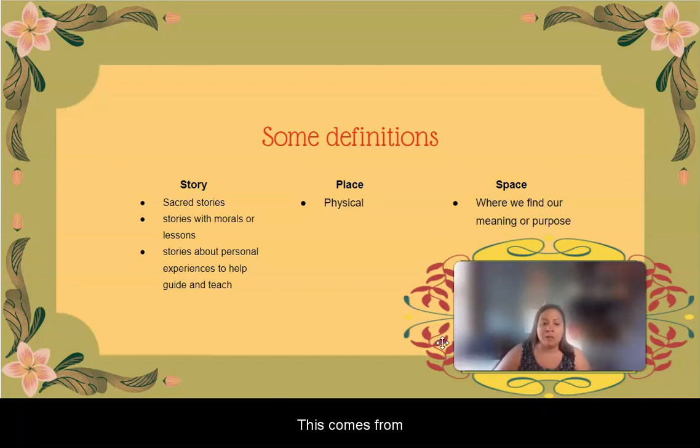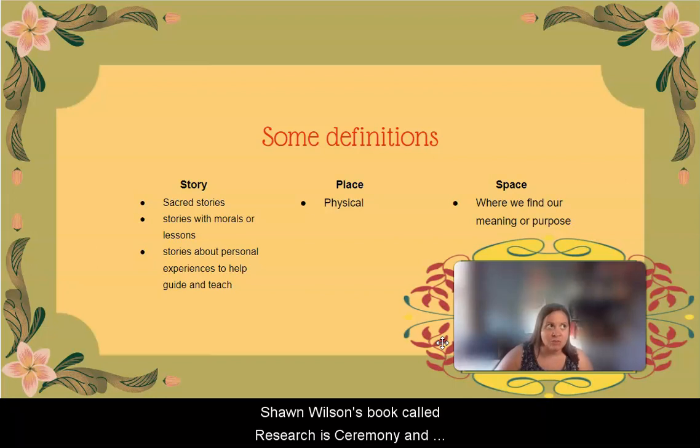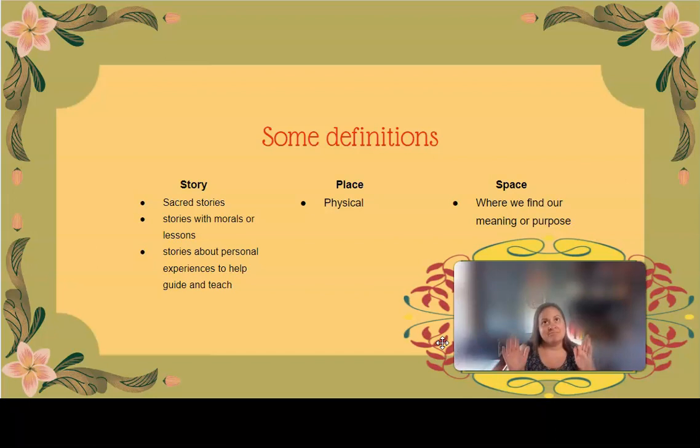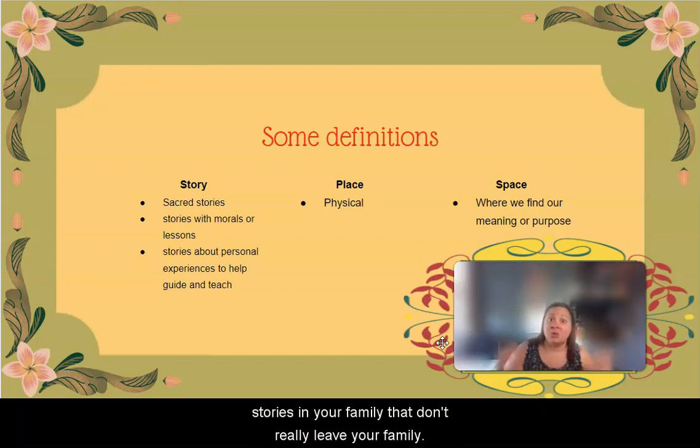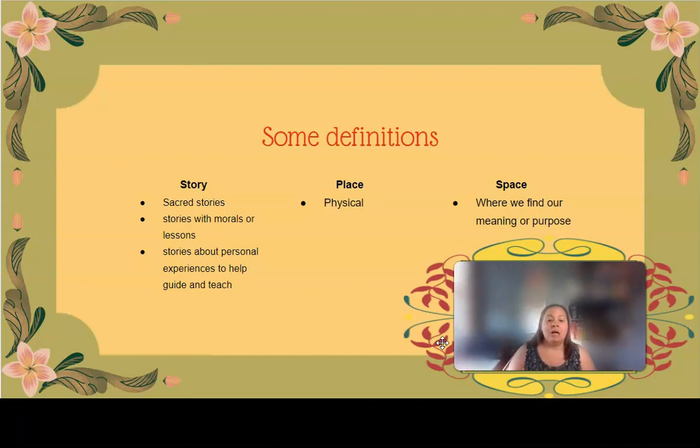This comes from Shawn Wilson's book called Research Is Ceremony. And he says that we have three types of story. We have those sacred stories. Those are the stories that we only tell in certain places or in certain spaces to certain audiences. You might have some stories in your family that don't really leave your family.